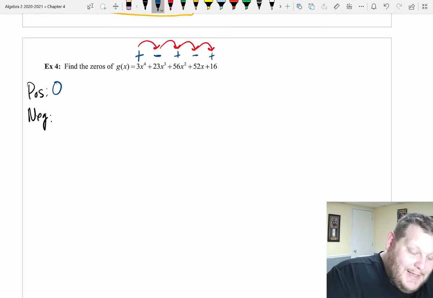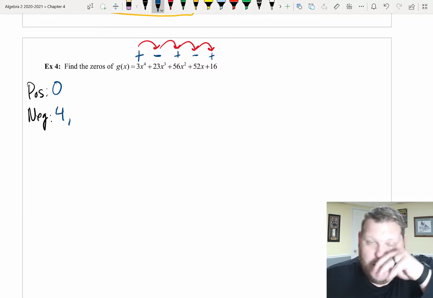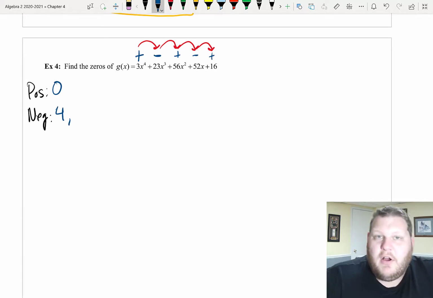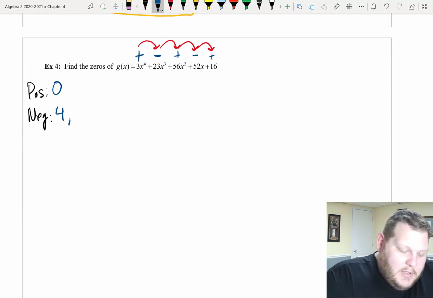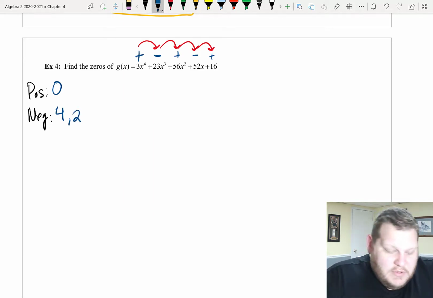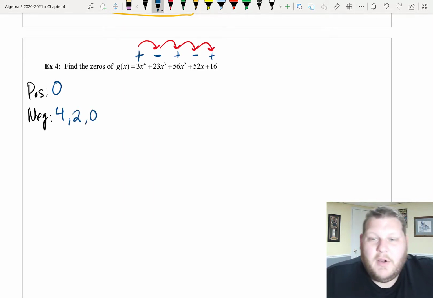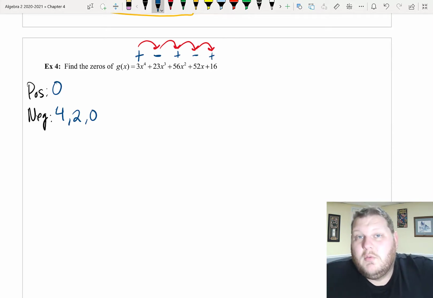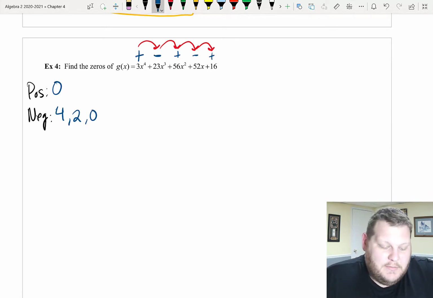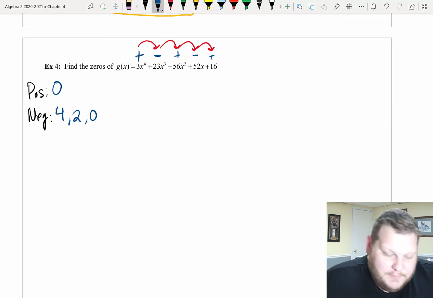4 variations, which means we actually have a lot of options, because again, they come in pairs for our complex numbers. So I could have all 4 negative solutions. I could have 2 negative solutions, or I could go all the way down to no negative real solutions. I've got all 3 of those that are possible.